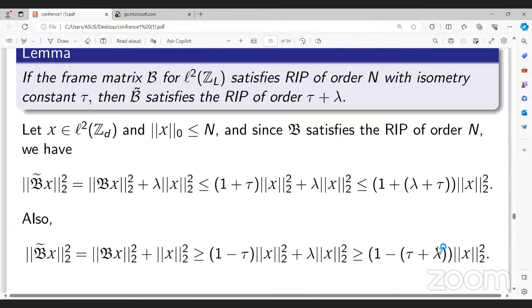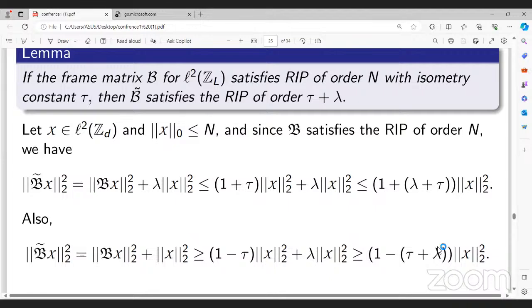The next lemma tells that if the frame matrix B for L2(Z^L) satisfies the RIP of order n with isometric constant tau, then the matrix B tilde satisfies the RIP of order n with constant tau plus lambda. If x in L2(Z^L) is n-sparse, then since we are assuming that B satisfies the RIP of order n, the matrix B tilde is nothing but the concatenation of matrix B and root lambda times the identity matrix.